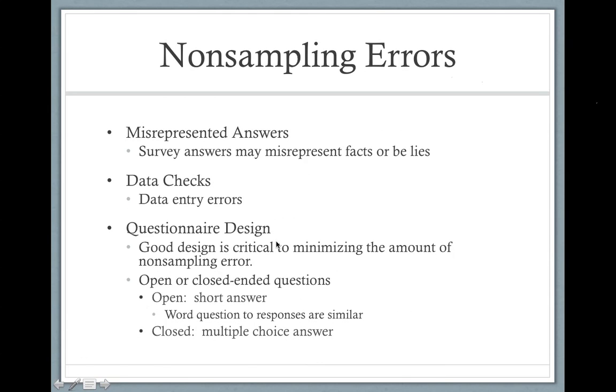Now let's talk about the types of non-sampling errors. These may be misrepresented answers, which are when somebody answers a survey, they may either misrepresent the facts or be out and out lies. You might have data entry errors. You might have errors in the questionnaire design, okay? And a good design is really going to be critical to minimizing the amount of the non-sampling error.